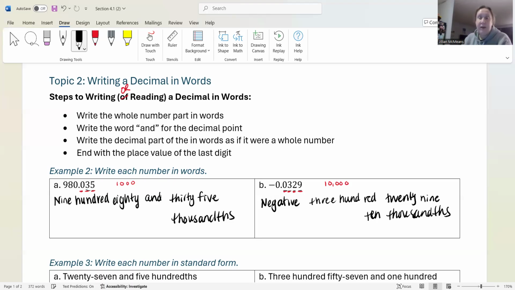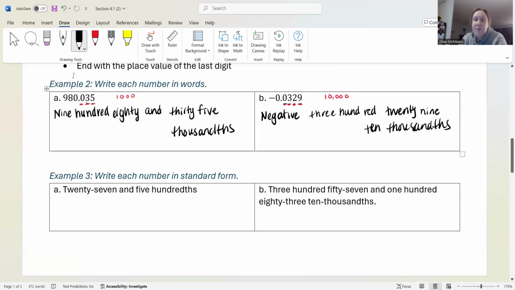So that's all you have. It's not too hard to say them formally. It's kind of a mouthful. Again, if you were to say 980.035, I know what you mean. I'm not going to get too bent out of shape about being formal, but just understand there is a formal, professional way that you would say these numbers.